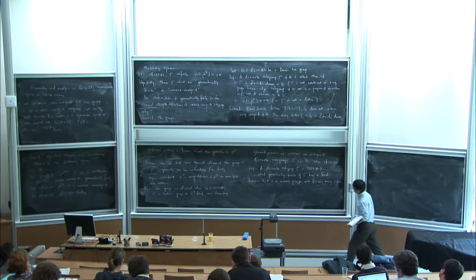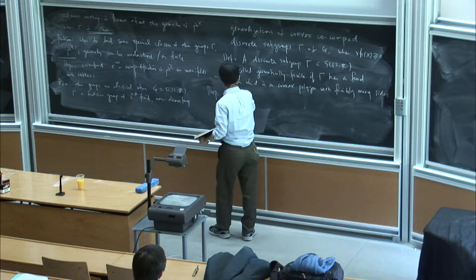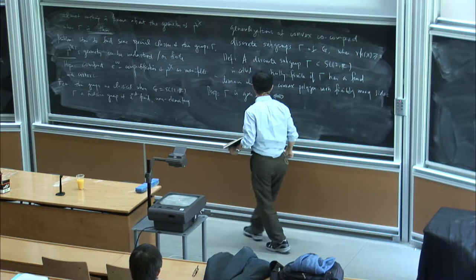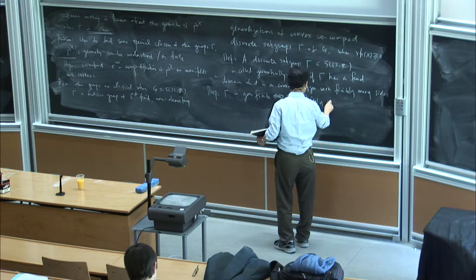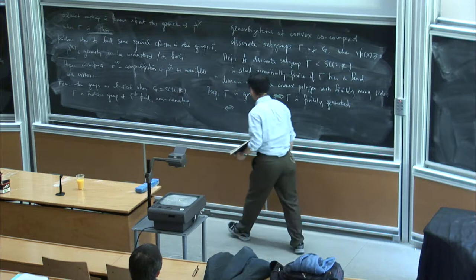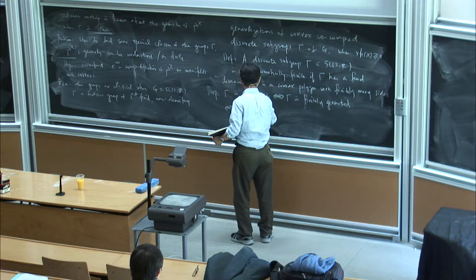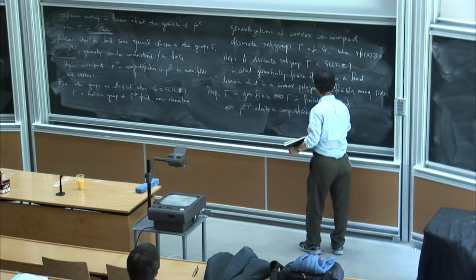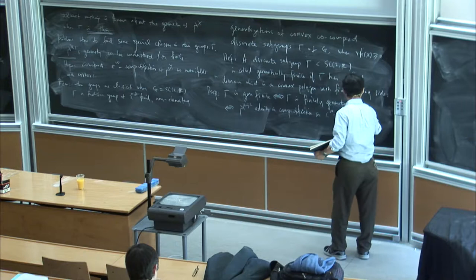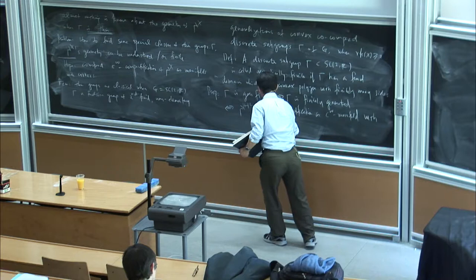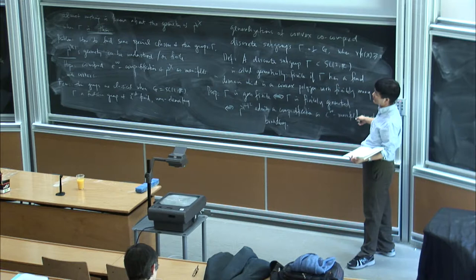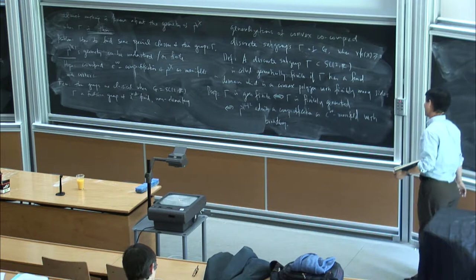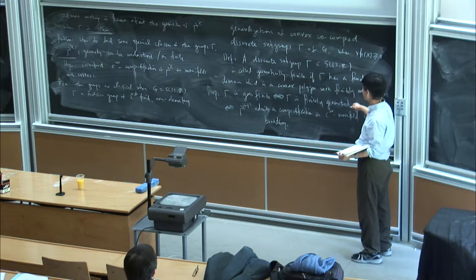And then we have the proposition. Gamma is geometrically finite if and only if gamma is finitely generated, and if and only if the quotient space admits a compactification as an analytic manifold with a boundary. Both conditions are very natural because this really shows that geometrically it's finite, because you have a compactification which is a compact manifold with a boundary. And more algebraically, this is finitely generated. Okay.